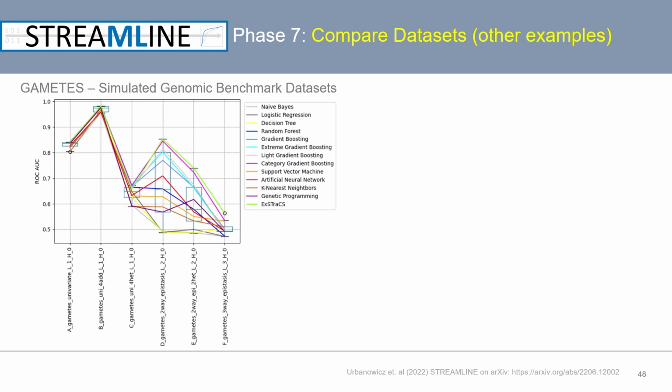To further illustrate how these dataset comparison plots can be useful, here are similar plots from 2 separate simulation studies published in the first STREAMLINE paper. In this first plot, we have an analysis of 6 simulated genomic datasets, each with a different underlying pattern of association. The first 2 datasets have simple univariate or additive relationships, and we can see that pretty much all machine learning algorithms perform about the same on each.